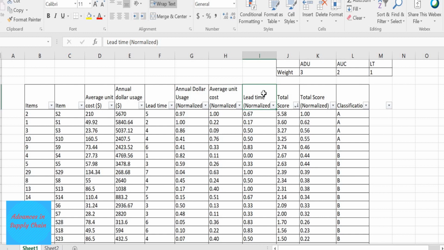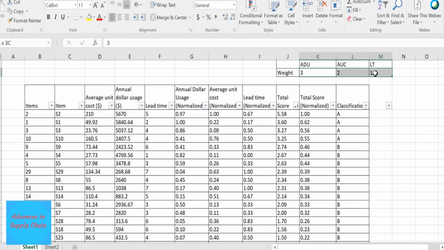Oh, one more thing. In this example, I have used 3, 2, and 1 as weights. This is based on my judgment. There are other methods that can help you calculate the weights. One is the analytic hierarchy process. And the other method that is being discussed in the literature is linear optimization techniques. So you can develop a linear optimization formula.